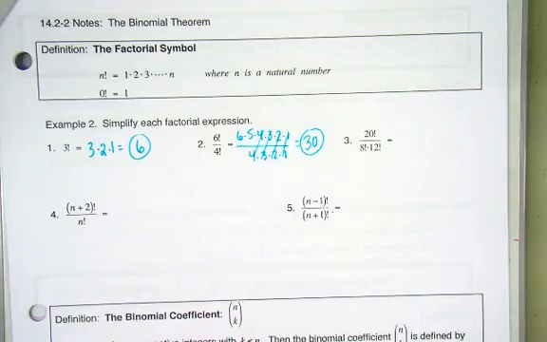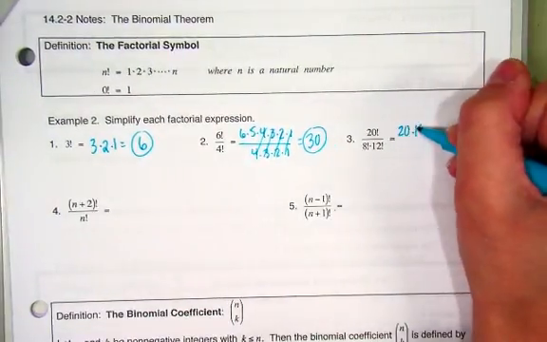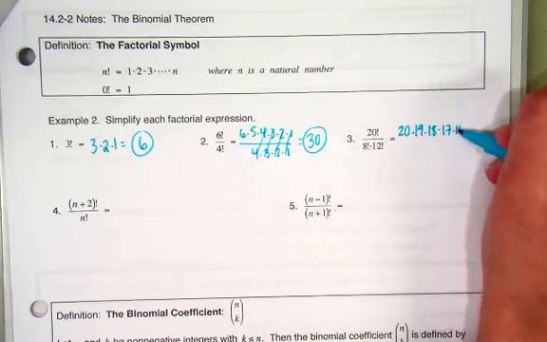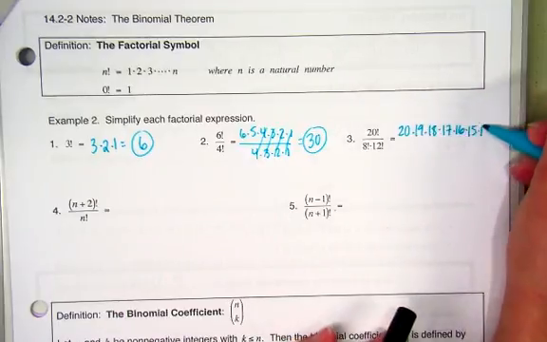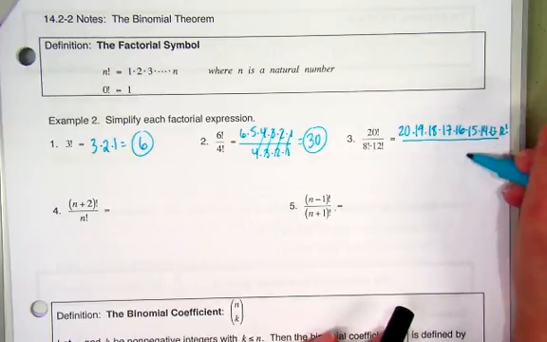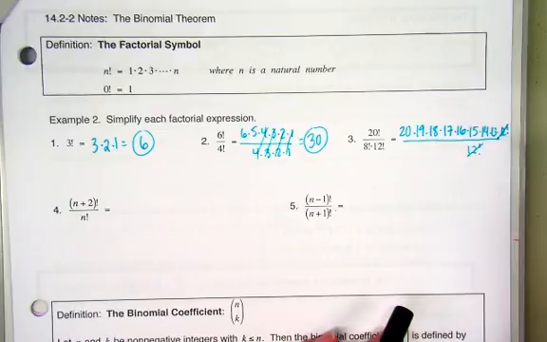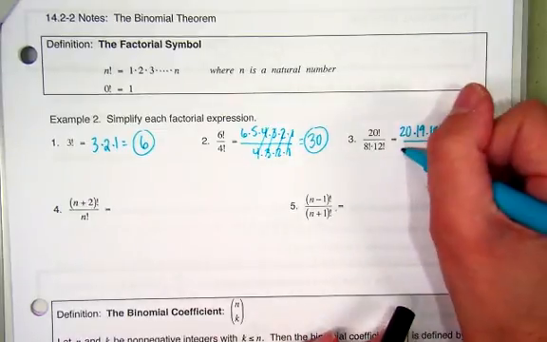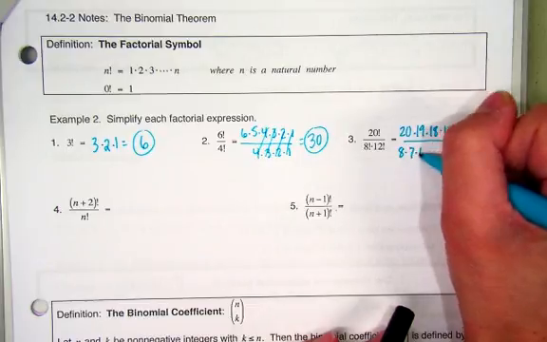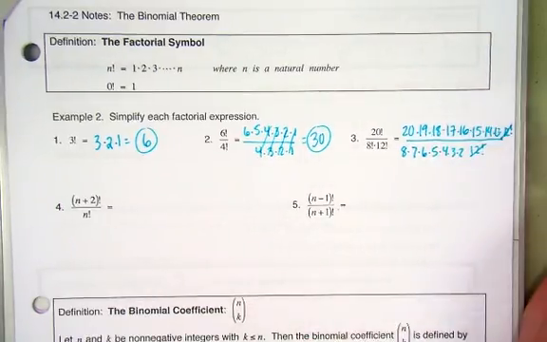20 factorial over 8 factorial. So another way, this would be like 20, 19, 18, 17, and once I get down to 12, I can just write 12 factorial. And why would I want to do that? Because down here I have this 12 factorial, and those will cancel. I don't actually have to keep going. Okay. And then there is still this 8 factorial. So that's 8, 7, 6, 5, 4, 3, 2. I don't have to write 1. And now I can start simplifying different things.